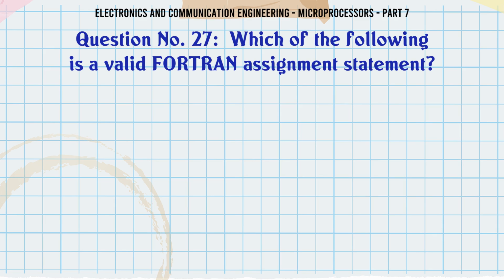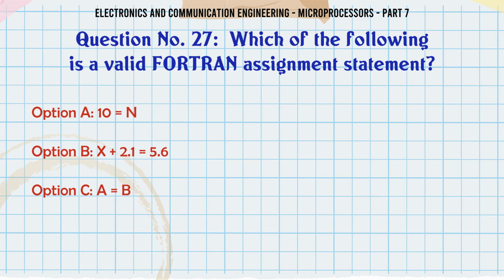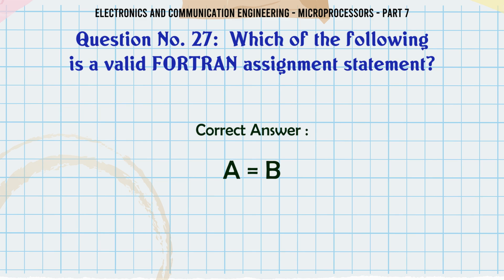Which of the following is a valid Fortran assignment statement? A. 10n. B. X 2.15.6. C. AB. D. AB1. The correct answer is AB.